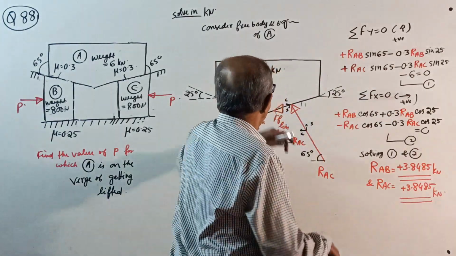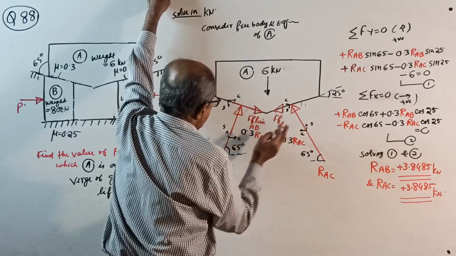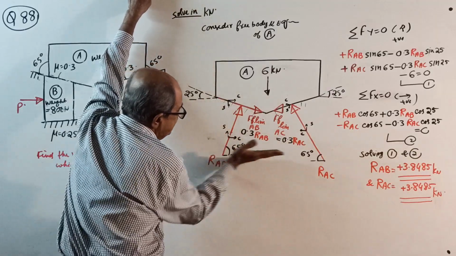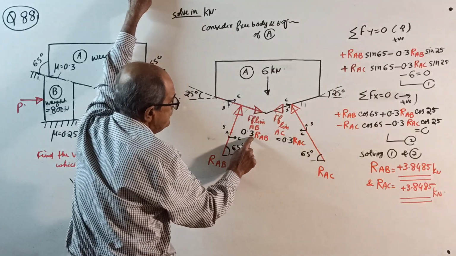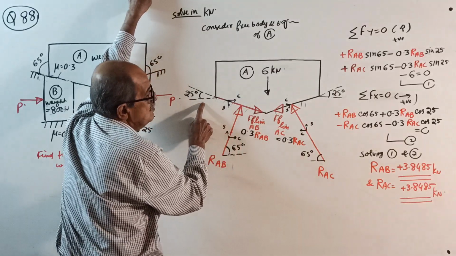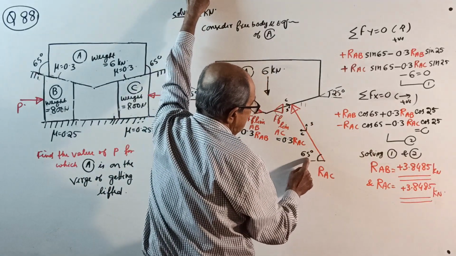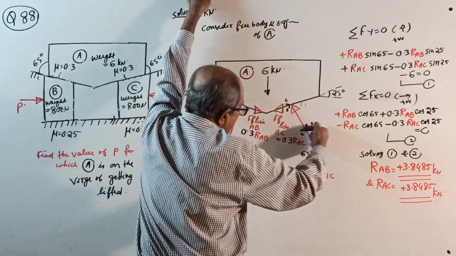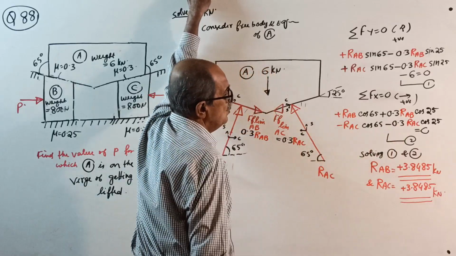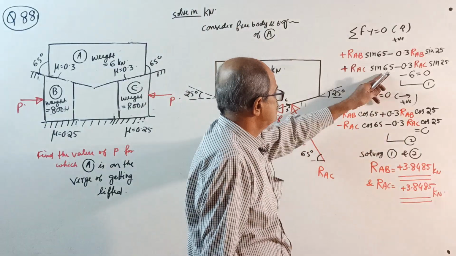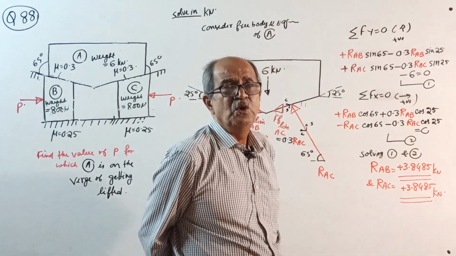Sigma Fx 0, right side positive, plus RAB cos 25, plus 0.3 RAB cos 25, then minus RAC cos 65 minus 0.3 RAC cos 25 equal to 0. Equation number 2. Solve 1 and 2, you get RAB and RAC. See there, both came equal.